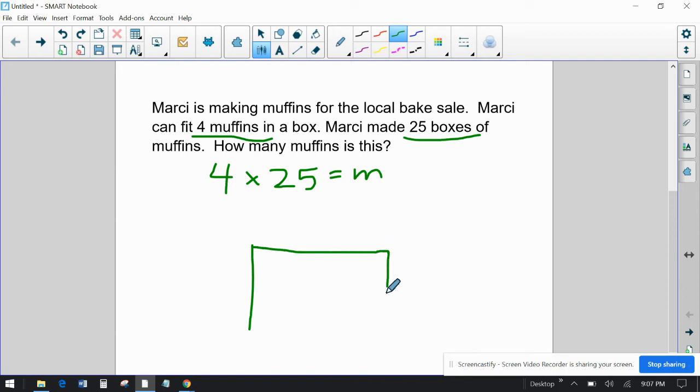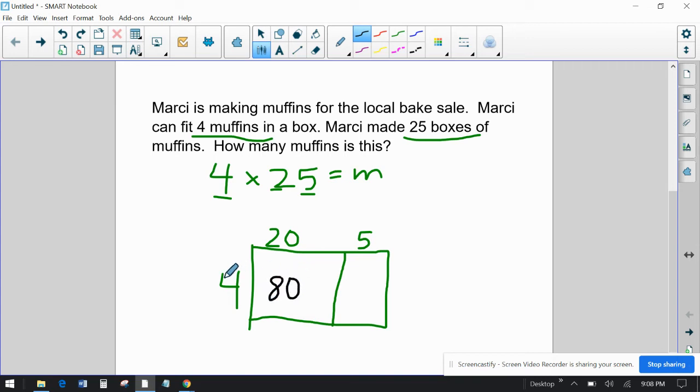We're going to make a rectangle. We have the single digit by double digit, 4 on the side. 25 decomposes into expanded form, a 20 and a 5. The 25 is on the top, and we draw a line. Now it's time to multiply. 4 times 2 is 8. So 4 times 20 is 8 times 10, right? So it's 80.